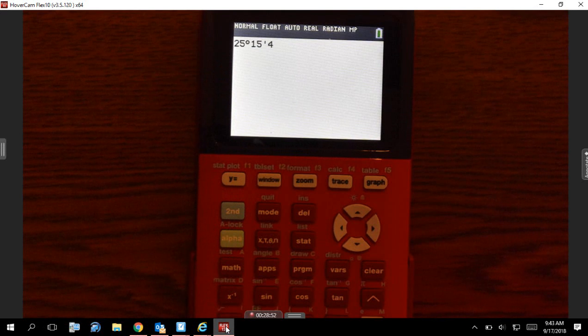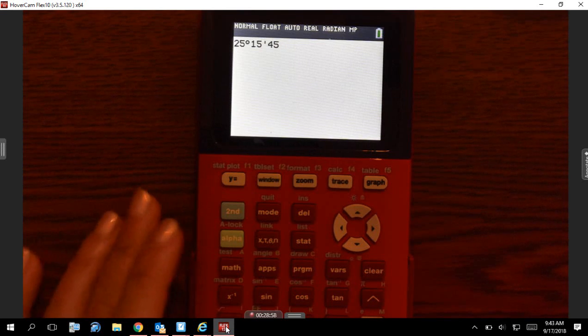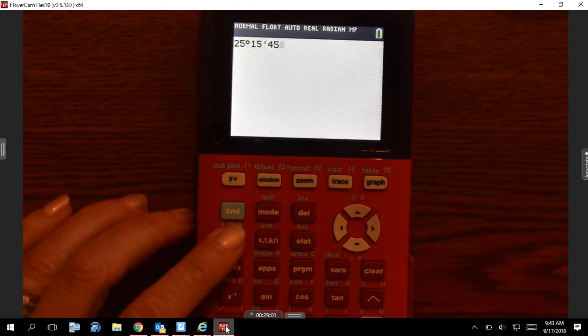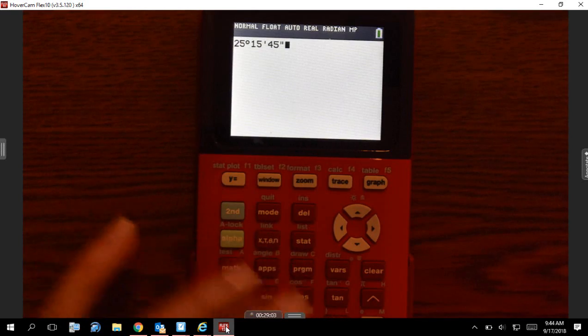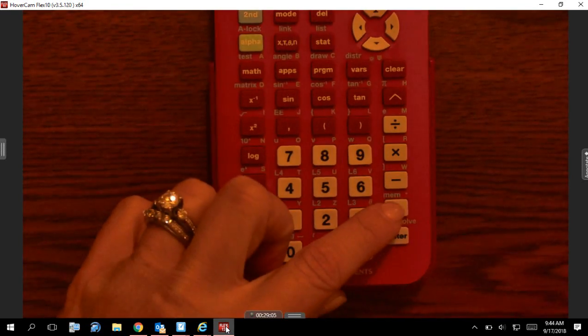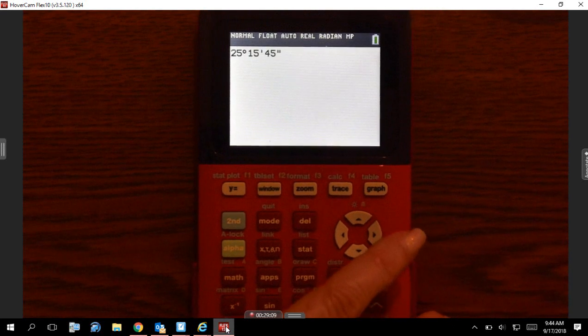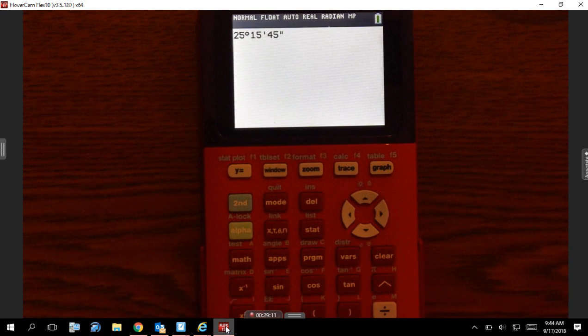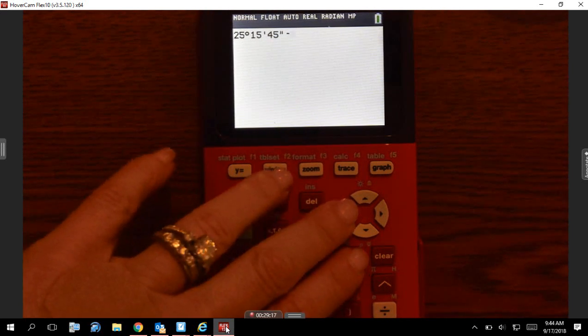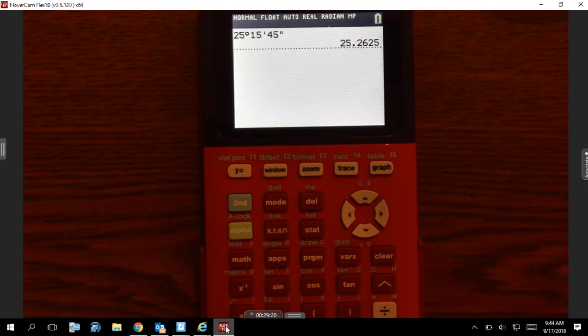And then 45 seconds. That is not under the angle button. I don't know why. It's actually alpha plus sign. It's on the plus sign way down here. Alpha plus sign. There's your little quotation. Don't know why it's not under angle, but that's where it is. You're going to hit enter. And boom, it's done it. Oops, I didn't hit enter. There you go. Done it for you.